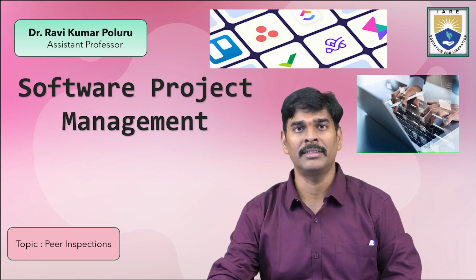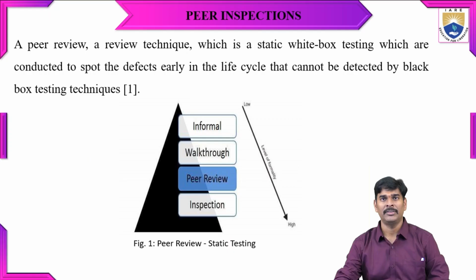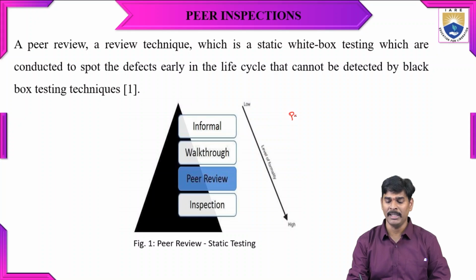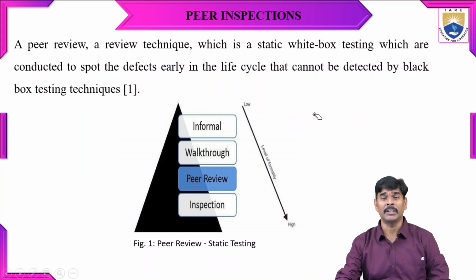So today's topic is peer inspection. Today we are going to discuss peer inspection. Peer inspection can also be called peer review or peer revision. This peer review, or peer inspection, is mainly used to improve the quality of the products.